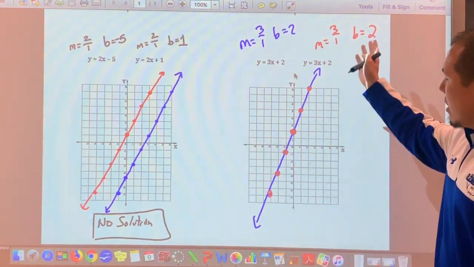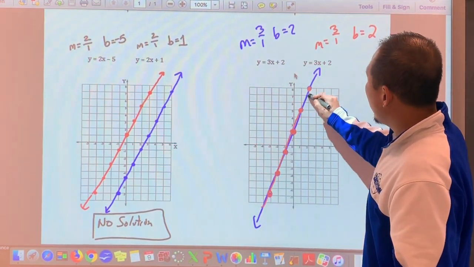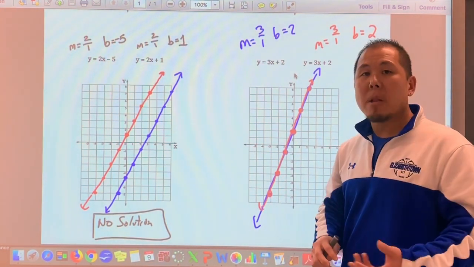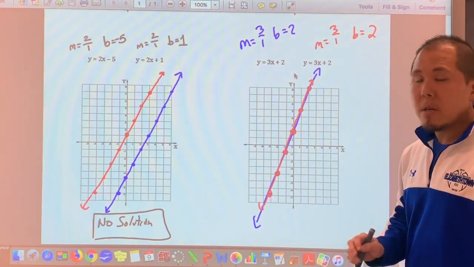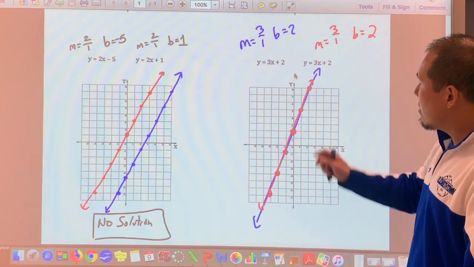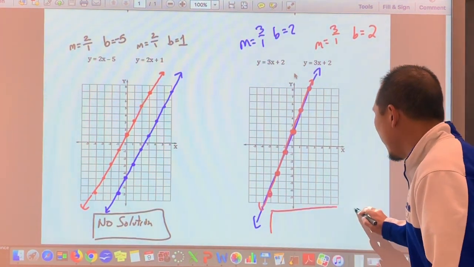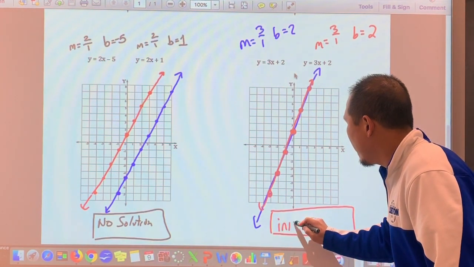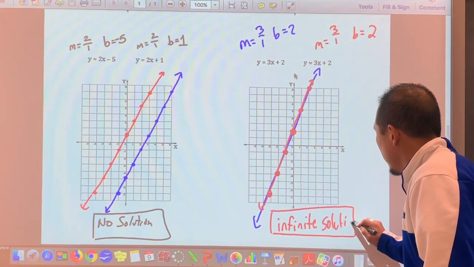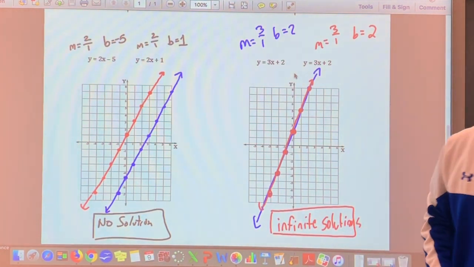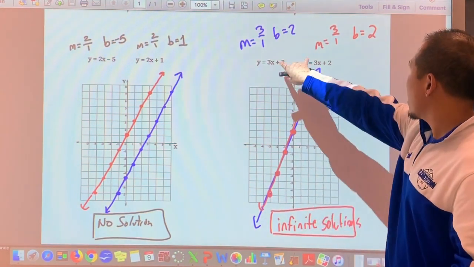And if we follow that, notice that they actually overlap. They're the same line. So they actually touch an infinite amount of times, and every point on here is going to be a solution. So what does that mean? Well, that means we have infinite solutions. All the numbers on these lines are going to work to make these equations true.